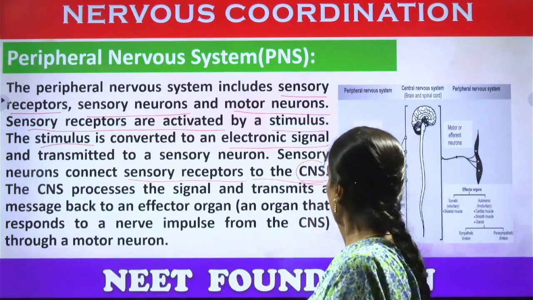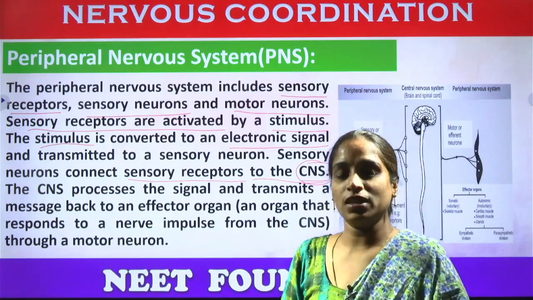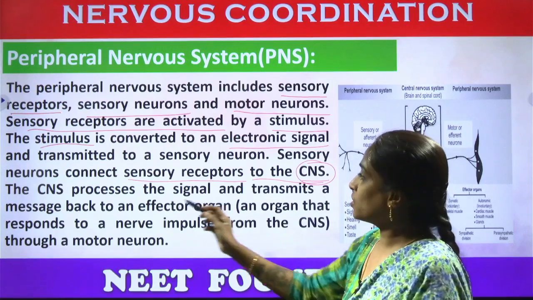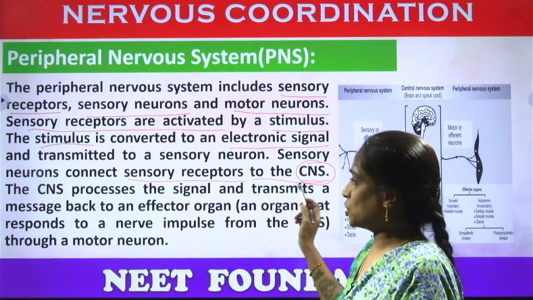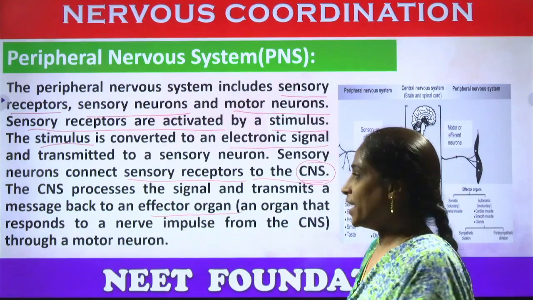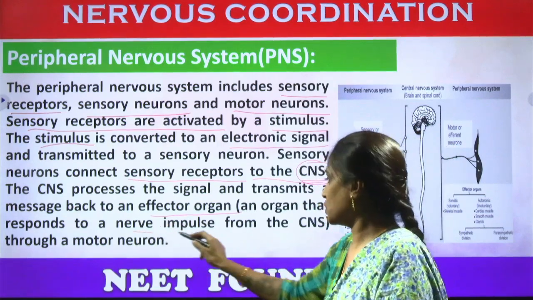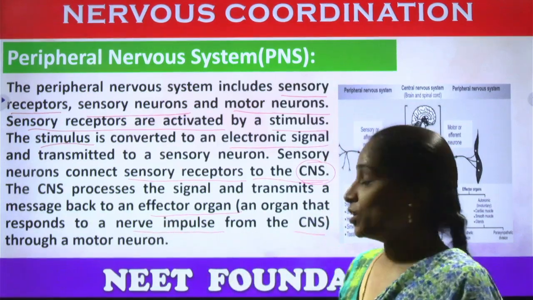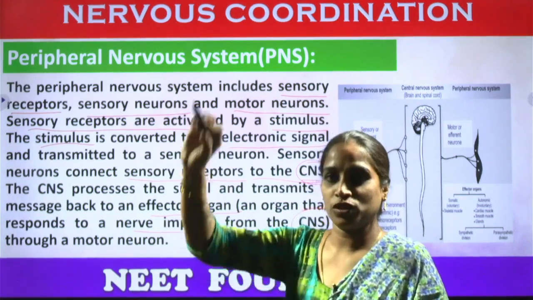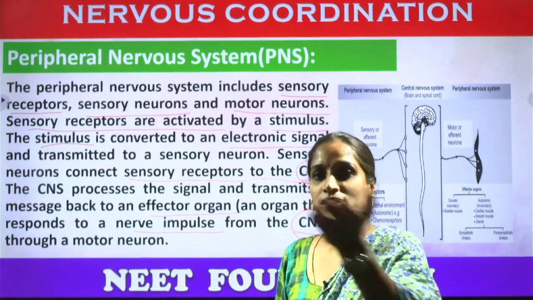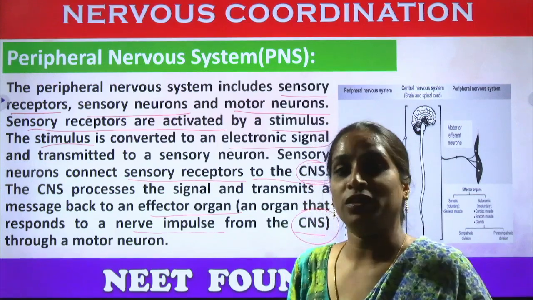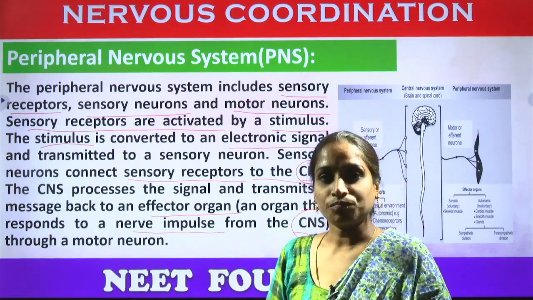What organs are involved in the CNS? Nothing but the brain and the spinal cord. So the CNS processes the signal and transmits a message back to an effector organ, which is the organ that responds to nerve impulses from the CNS. What is the role played by the CNS here? The brain and the spinal cord. The spinal cord is responsible for transferring the messages from the sensory neuron to the brain, and the brain analyzes what kind of stimulus has been received.